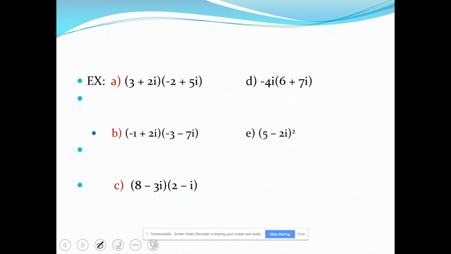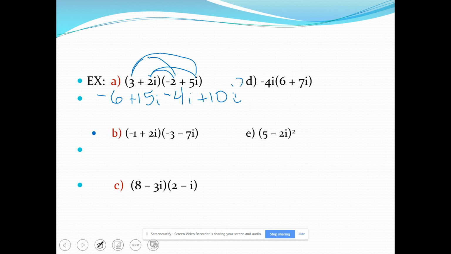So let's try some. I'm going to start with example A. We have 3 times -2 is -6. 3 times 5i is 15i. 2i times -2 is -4i. And 2i times 5i. 2 times 5 is 10. i times i is i squared.